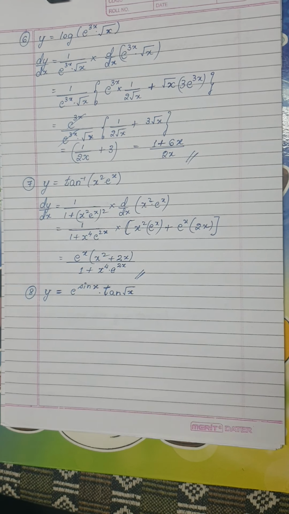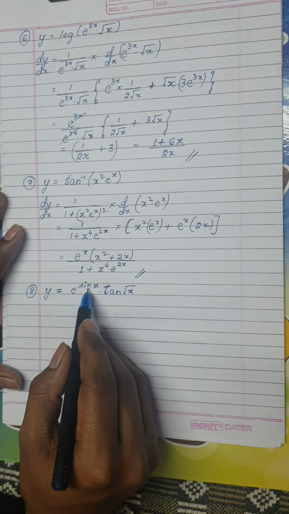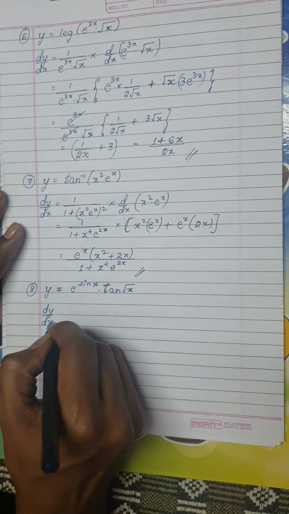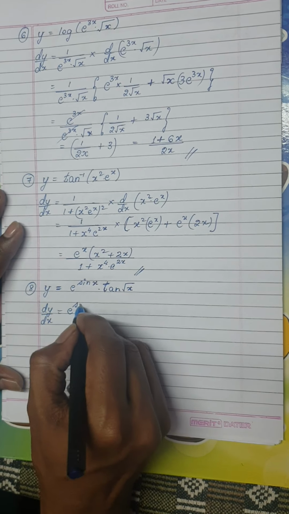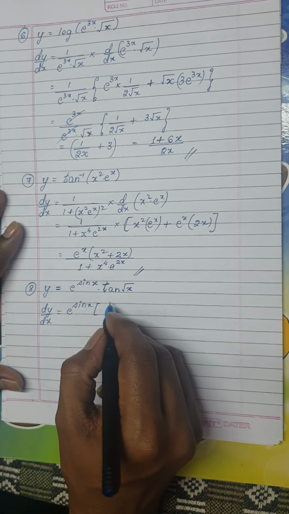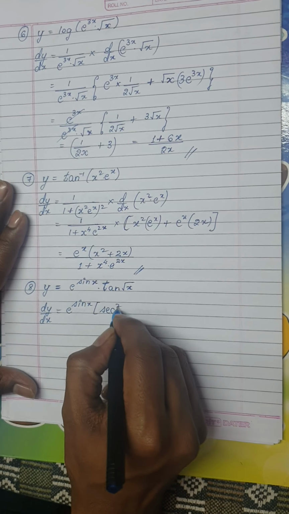Friends, we are moving on to some higher order problems. So I have y is equal to e power sin x into tan of root x. Let us differentiate this. So dy by dx is, again I have a product rule, keep e power sin x as it is. Now differentiation of tan. What is derivative of tan? Derivative of tan is actually secant square.